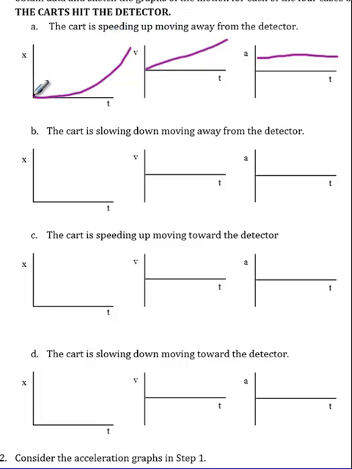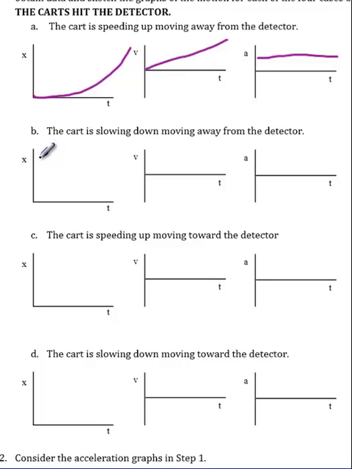Speeding up, moving away means it's got to start close, get further away. Speeding up means it starts close to zero velocity and it's got to get faster, so it's got to move away from the axis, and since it's moving away, it's getting positive. And acceleration, well, if my velocity is getting more positive, my acceleration is positive. So we can actually sketch in the rest of these cases without collecting data.